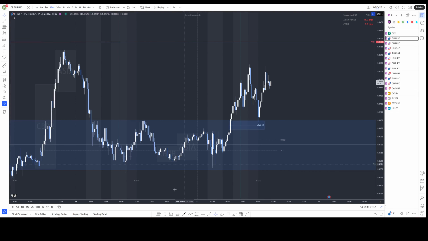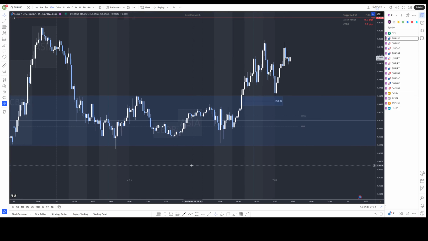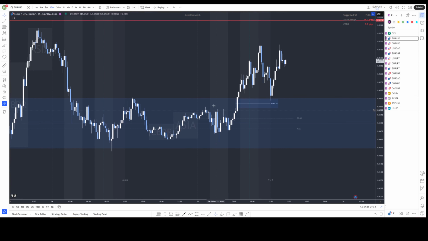So here we are on the 50-minute, and the thing that stood out to me was this portion right here. Particularly this candle right there. And why that candle? Because it had a big wick, big bullish body. So let's see what that candle did.